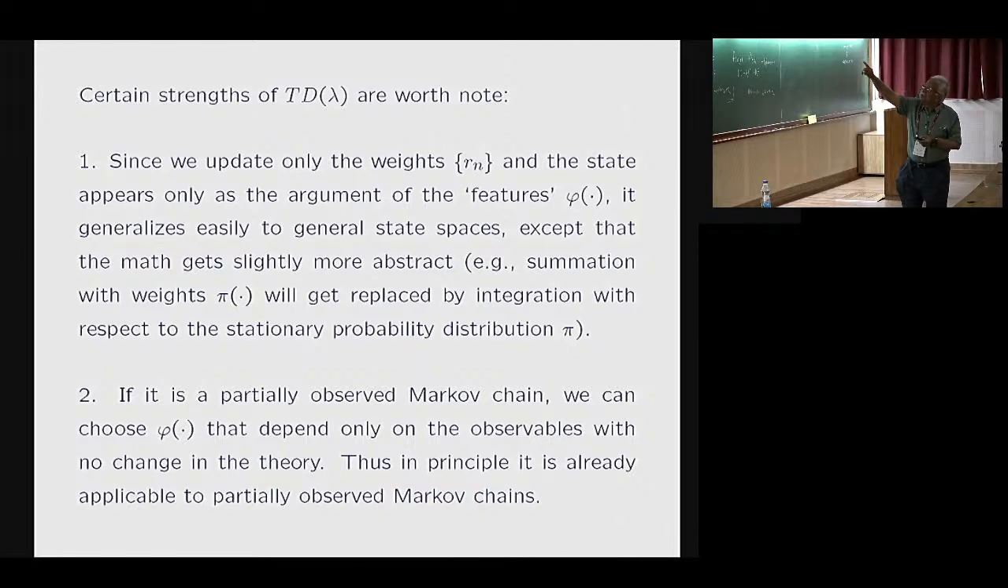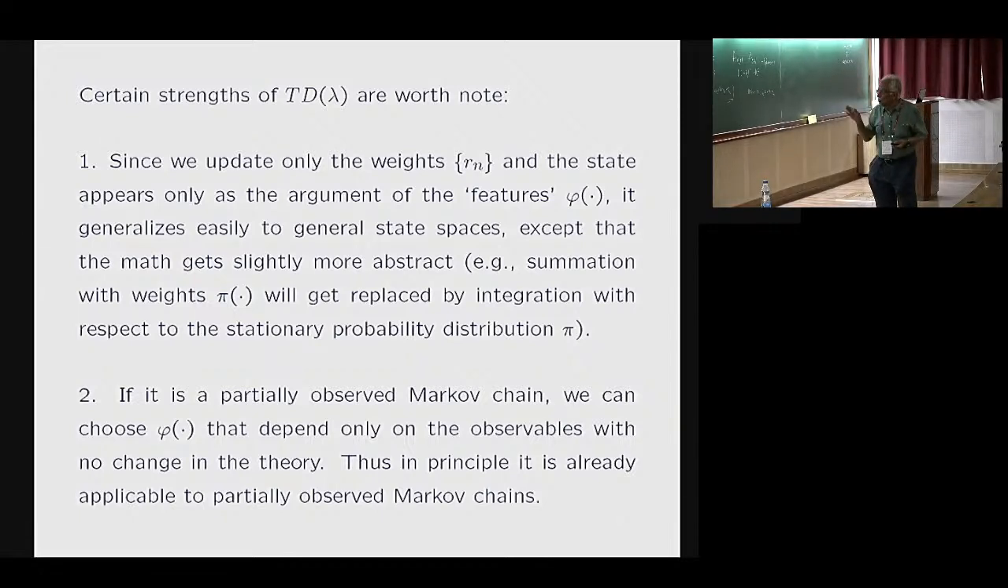Okay, so this is quite flexible because I started with a finite state space, but since phi is a function of state and you just plug in the state, you can use it for continuous valued state space as well. The algorithm doesn't change. In fact, if it's partially observed, you can plug in the observation.